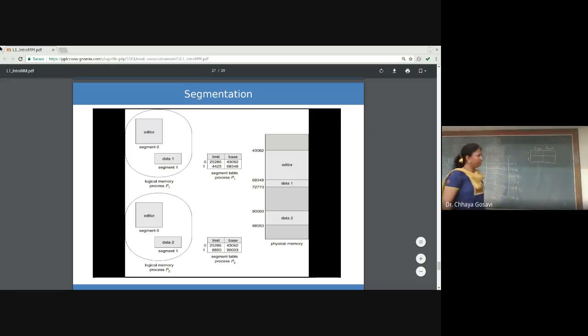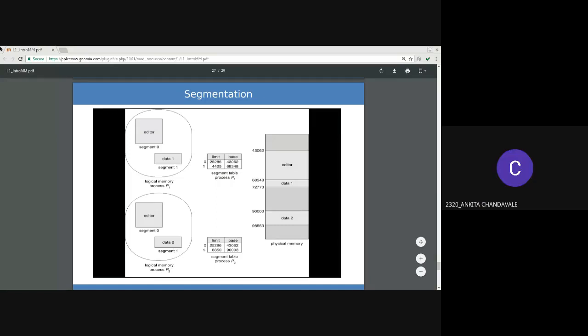This part is visible? Ma'am, Yes. I didn't understood this table. Hmm? I didn't understood this table. That 100K.